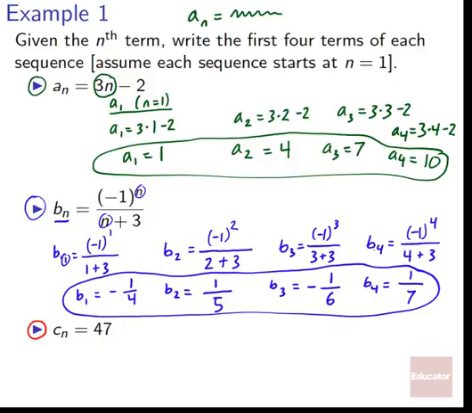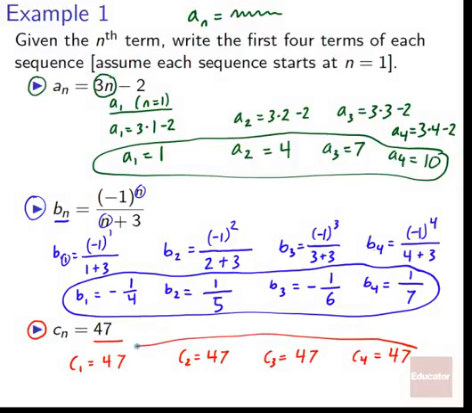All right, last one, Cn equals 47. Thing to notice here is, does the right side involve n at all? It doesn't. As the n changes, the right side doesn't notice the n change. So C1 is equal to 47, C2 is equal to 47, C3 is equal to 47, C4 is equal to 47. Whatever value we use for n, it always comes out to 47. So first term 47, second term 47, third term 47, fourth term 47. We always get 47 because it's just a constant sequence.